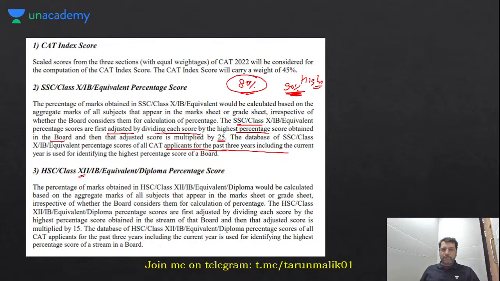Similarly, for 12th class, the percentage is 15%. The same process will happen. The only difference is that this time the multiplier will be 15, again using the last 3 years of data. I think this process is clear.